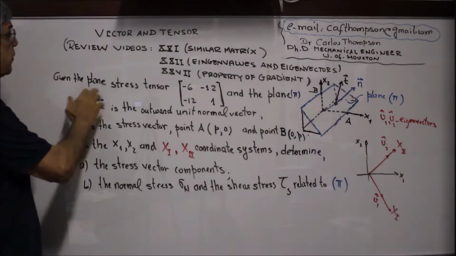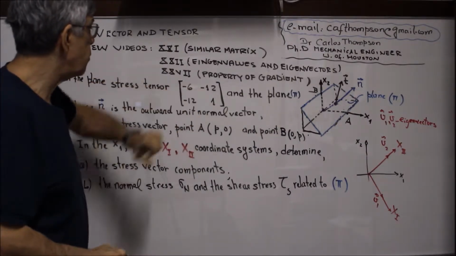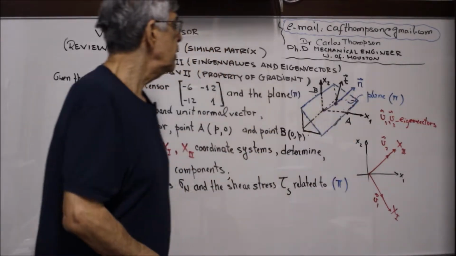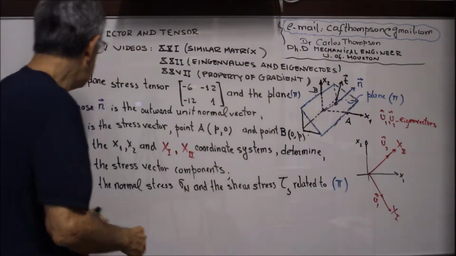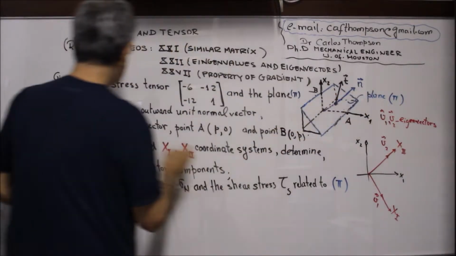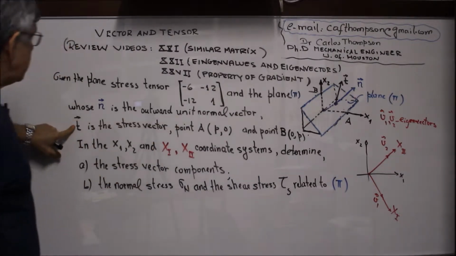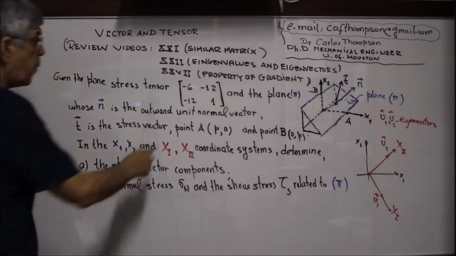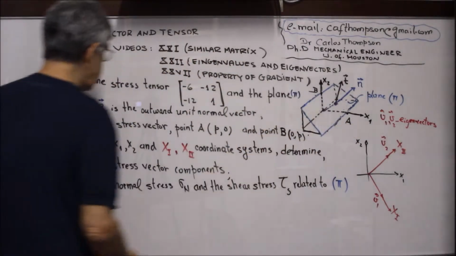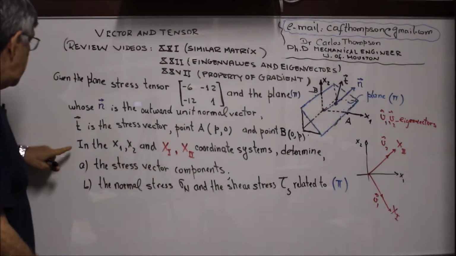Now the problem is: given the plane stress tensor [-6, -12; -12, 1], and the plane Pi in this figure, whose n is the outward unit normal vector and t is the stress vector, point A is (P, 0) and point B is (0, P). P is a real number.